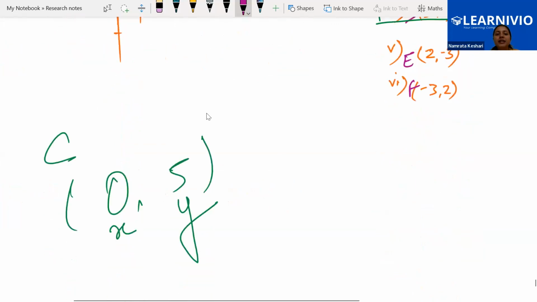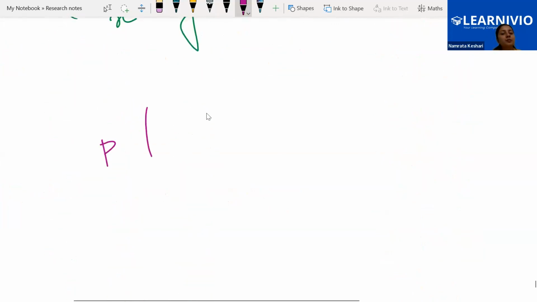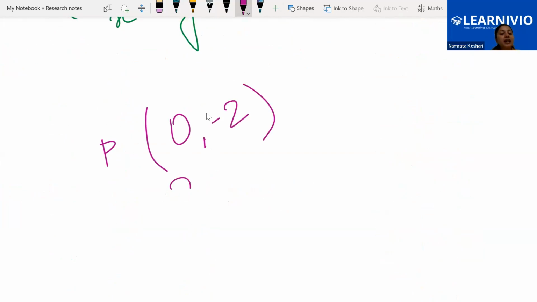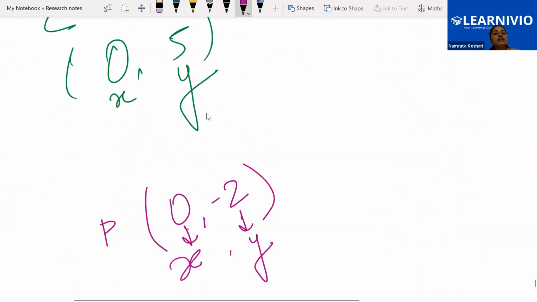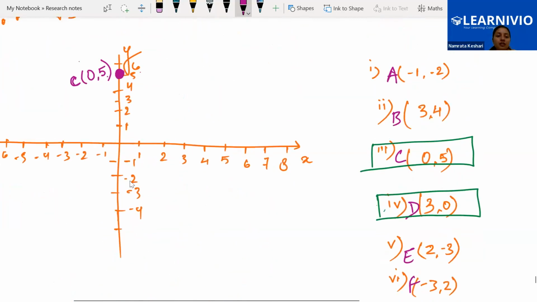Similarly, if we take one more example, there is a point P and the coordinate of point P is (0, -2). We must understand that the first one represents X and the second one represents Y. So X is 0 and Y is -2. When Y is -2, we have to go in the downward direction of our y-axis. Here we have Y as -2, see the black -2. What is X? X is 0.